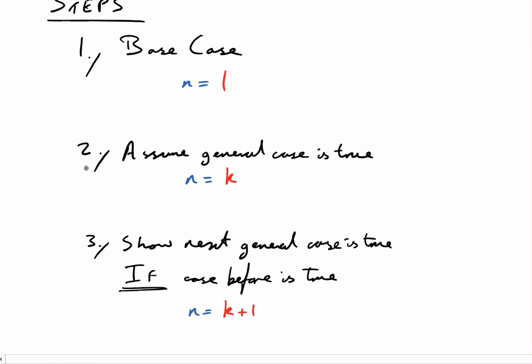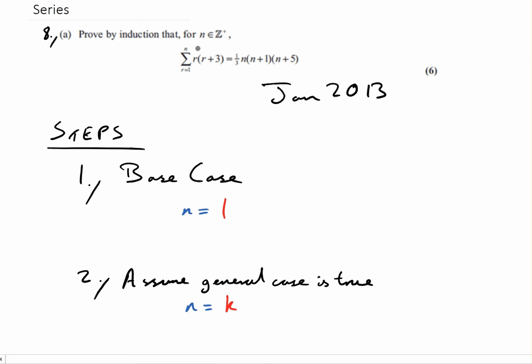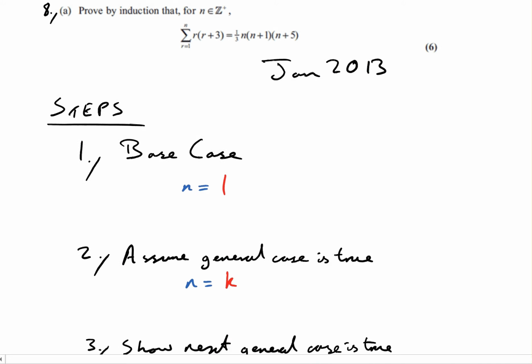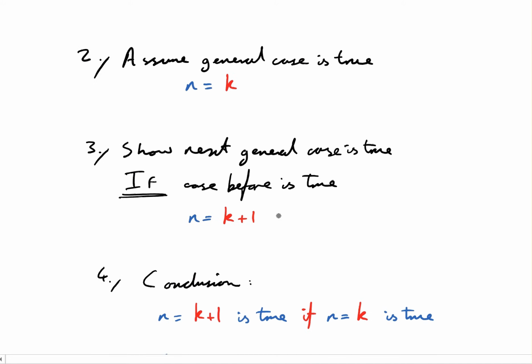So the next step is assuming some general case. Remember, we call that general case n equals k, and we come up with an expression for it. In other words, we look at our question, and whenever we see an n, we just replace it with k. So we come up with an expression for our kth case. We then look at our next general case, the case after k, which of course is k plus 1. And again, we come up with an expression: we replace n by k plus 1.